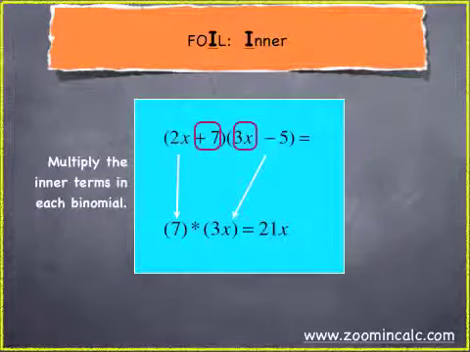Next letter in FOIL is I for inner. So again, go back to your two binomials. You're now multiplying the inner terms, which in this case are 7 and 3x. And you do that and you'll get 21x.